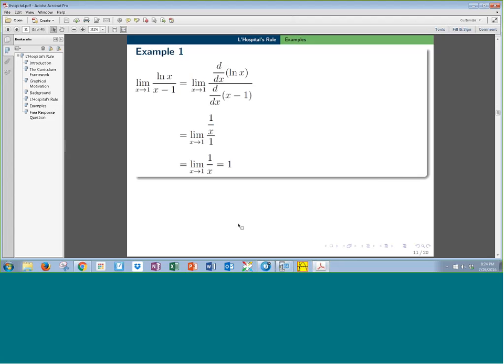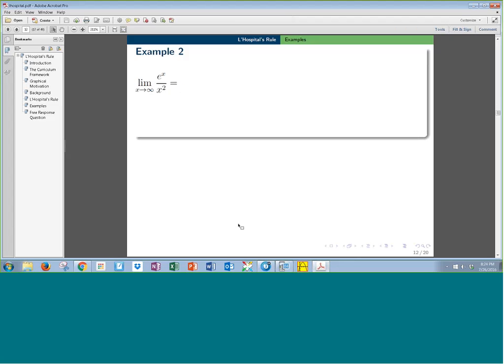Let's try the next one, and maybe we'll sprinkle in some technology here. This is kind of a neat example because we frequently talk about exponential functions versus power functions, and which of these functions grow faster than the other one. So as x goes to infinity, both the numerator and the denominator here are both increasing without bound. So the question is, again, is the numerator increasing faster than the denominator? If so, driving the whole fraction off to infinity. If the denominator is increasing faster, well, then that's driving the whole fraction to 0.